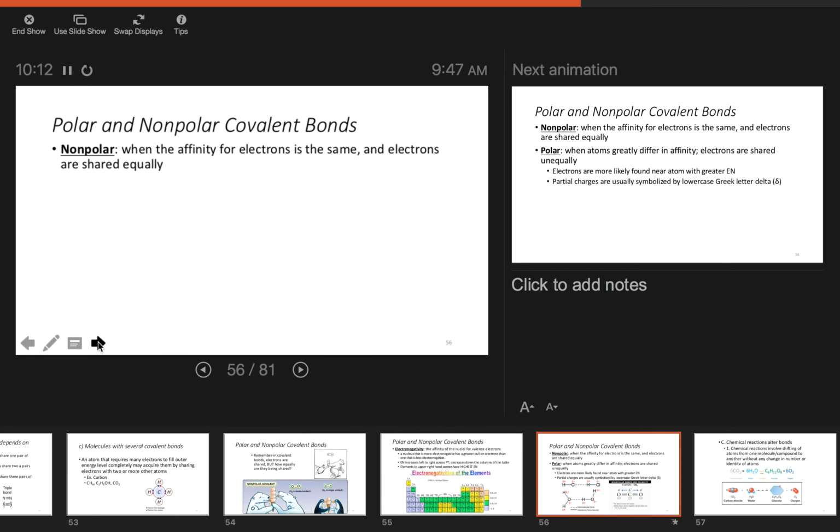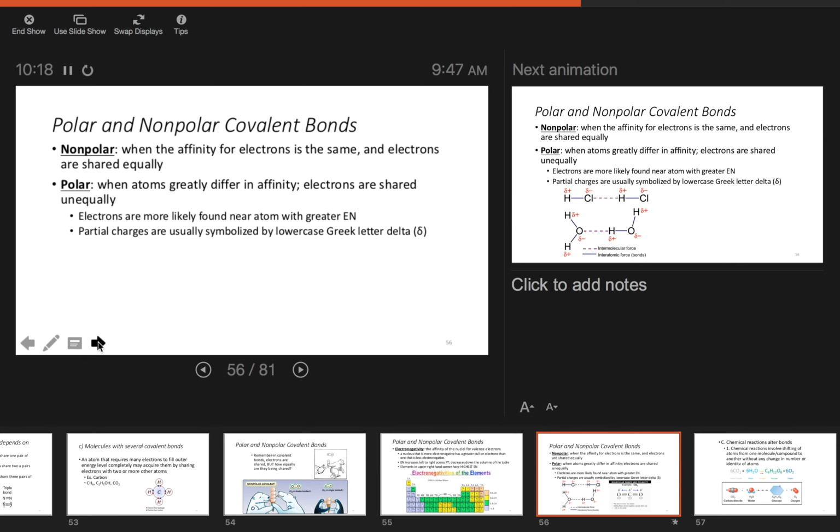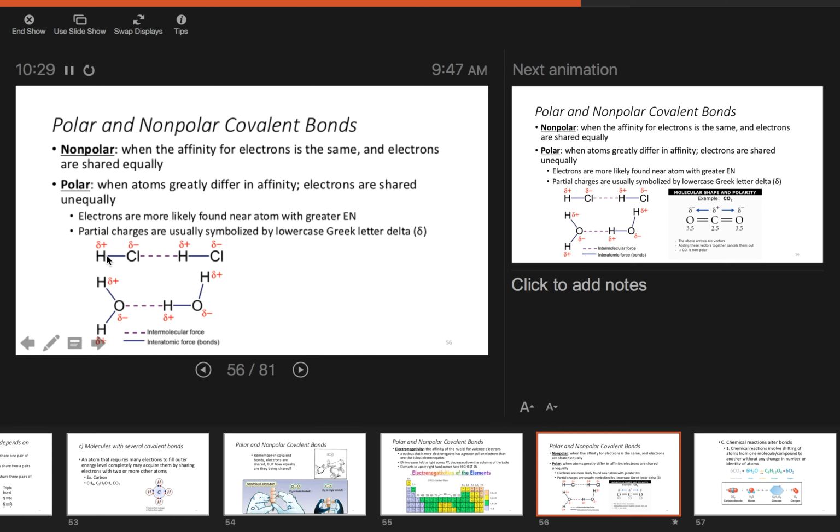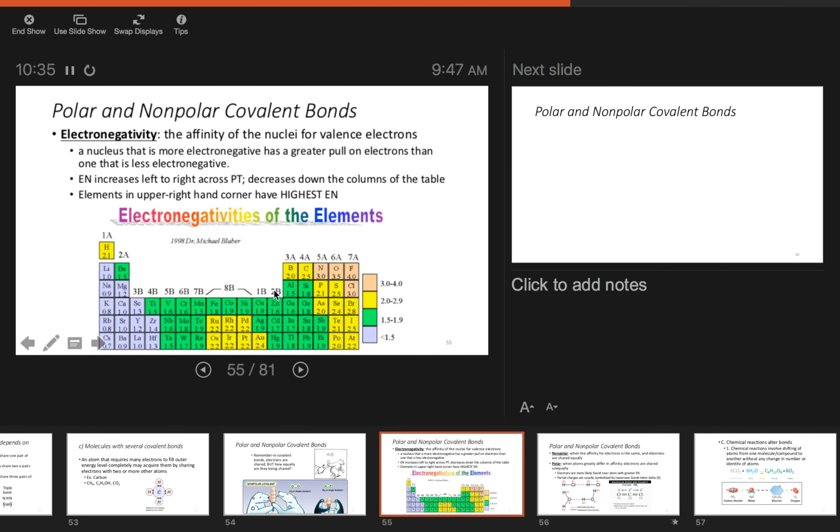Nonpolar means that the affinity for electrons is the same. The electrons are shared equally. Polar means that they are being shared unequally. A lot of times you'll see in diagrams and books this little Greek delta symbol. It's like an S, but it kind of curls itself back up. So here I have chlorine and hydrogen. If I go back to this slide, chlorine is 3.0 and hydrogen is 2.0.